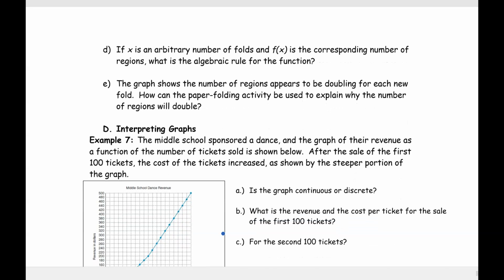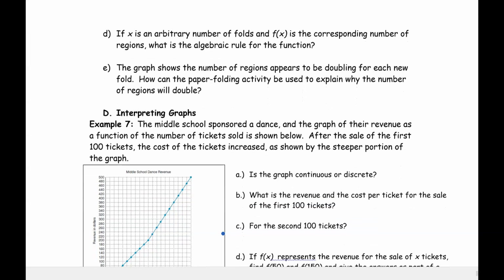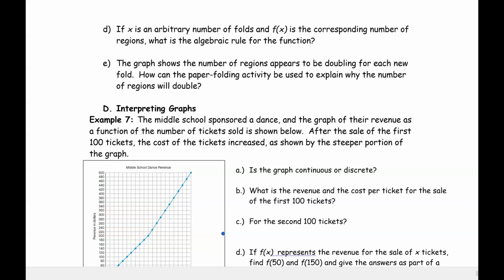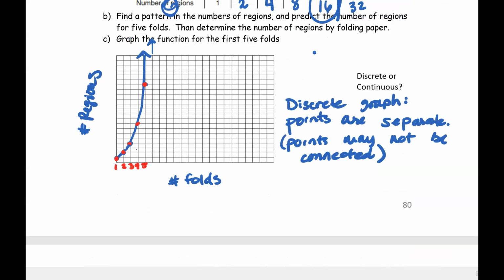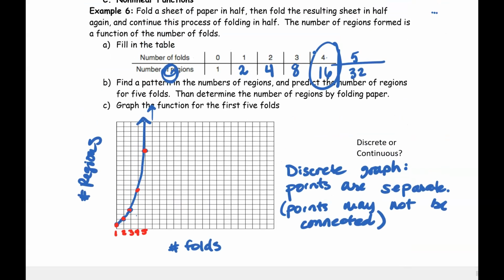So if x is an arbitrary number of folds and f of x is the corresponding number of regions, what is the algebraic rule for the function? So for this one, what you're going to want to do is we're basically trying to figure out that rule like we did in the beginning here. So we're going to start with f of x, and you're going to try to figure out what do we do with the x? I'm going to come back up to the table. What do you do with the x value to find the y?